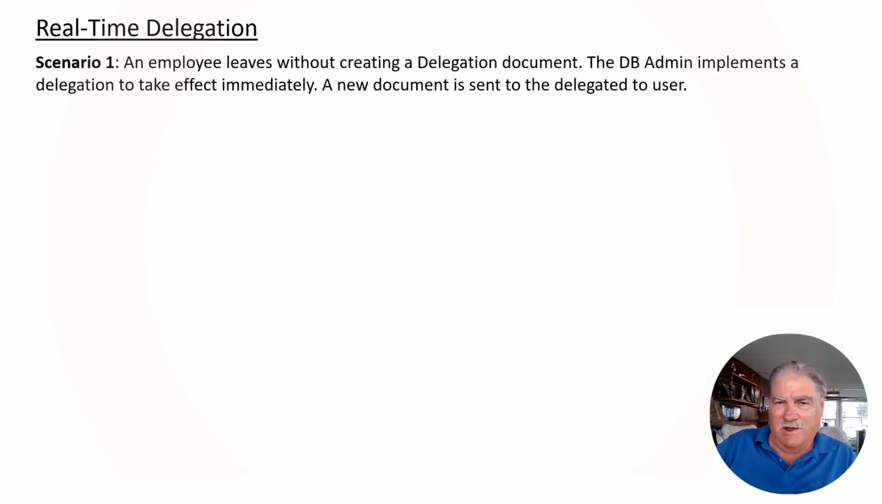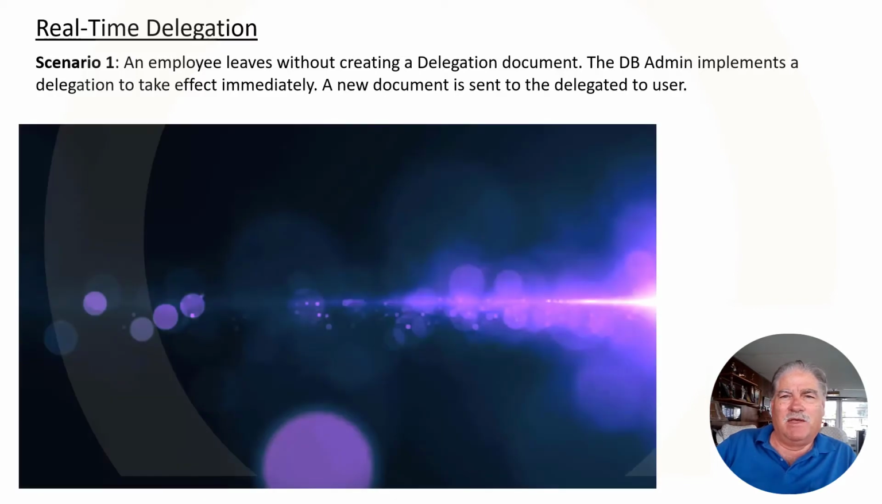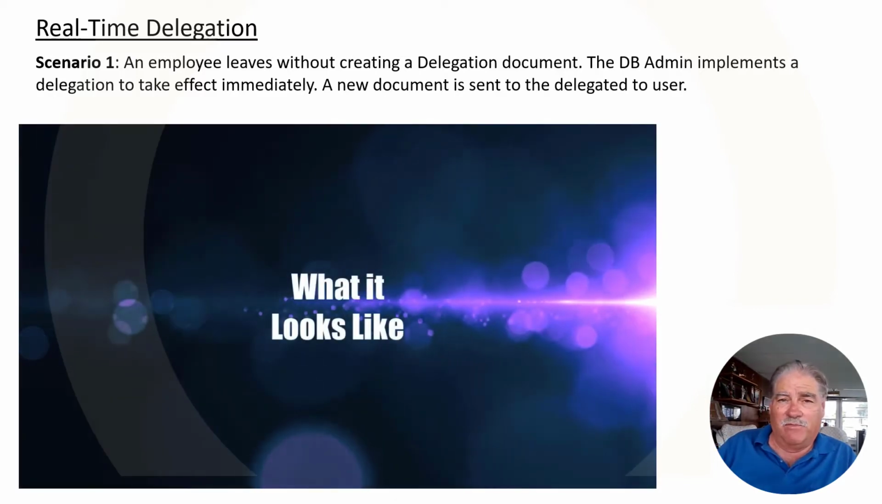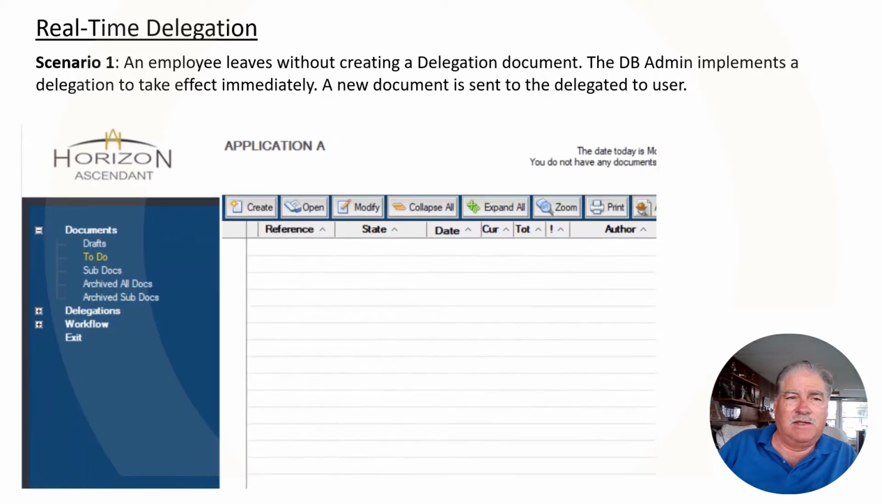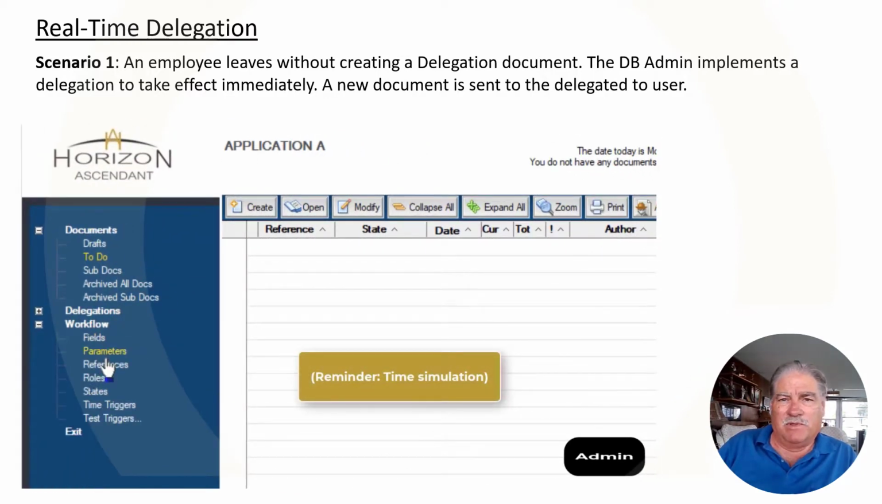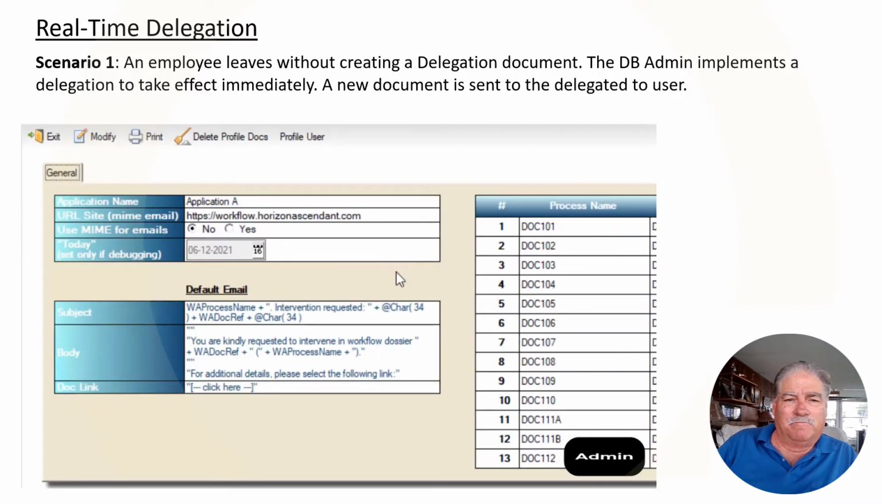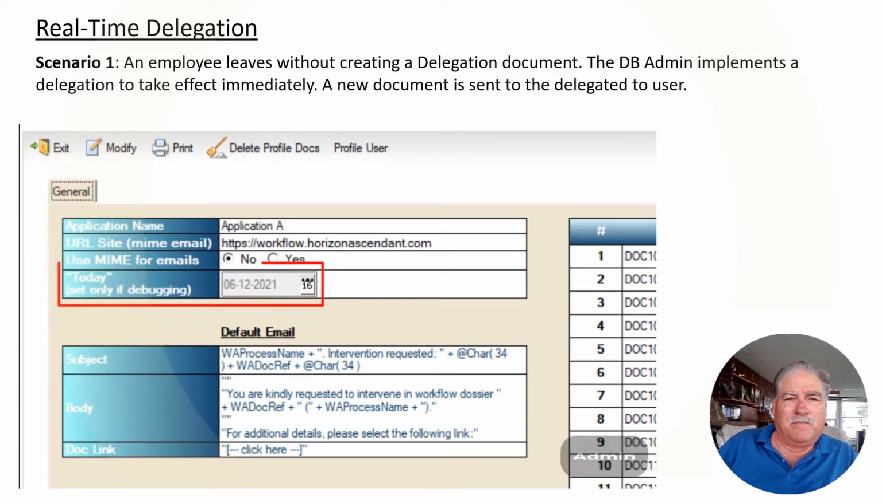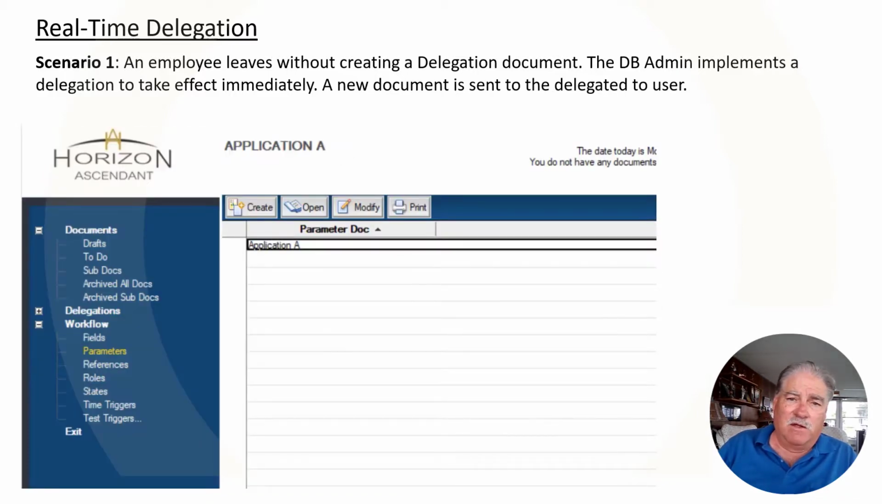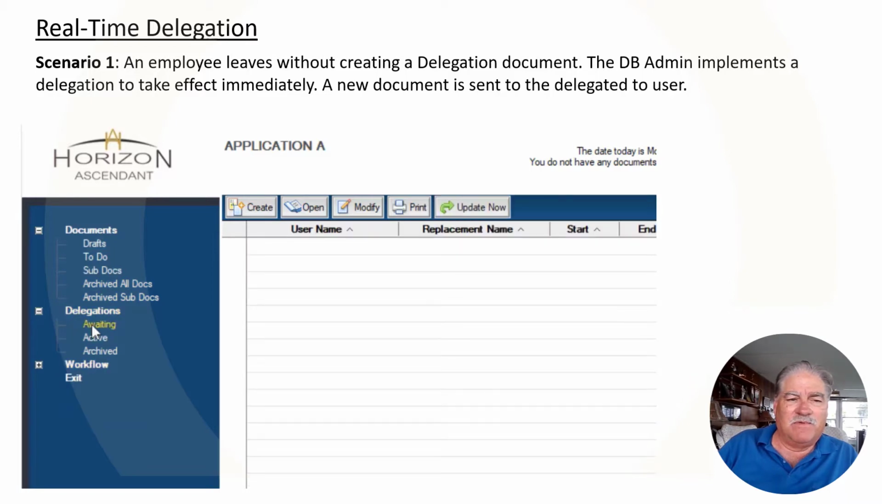Now, in this first scenario, looking at real-time delegation, an employee leaves, for example, on vacation, fails to create a delegation document. Happens surprisingly often. By way of reminder, we can simulate time in Workflow Ascendant. Here is where we indicate the test date. So that will be the 6th December.